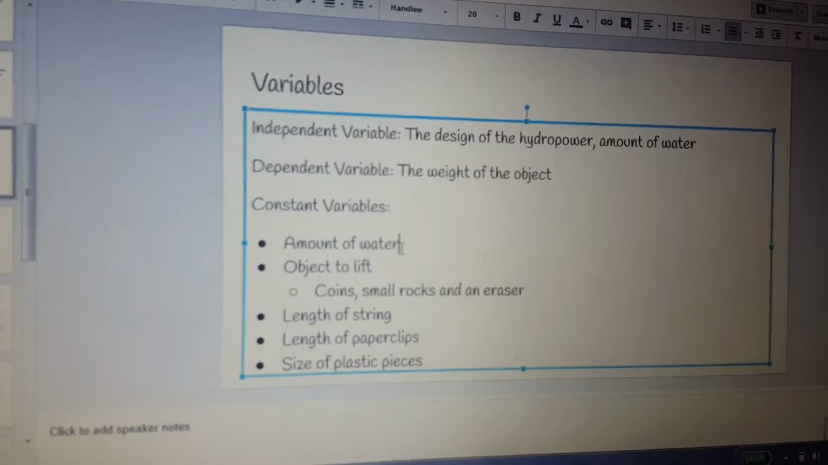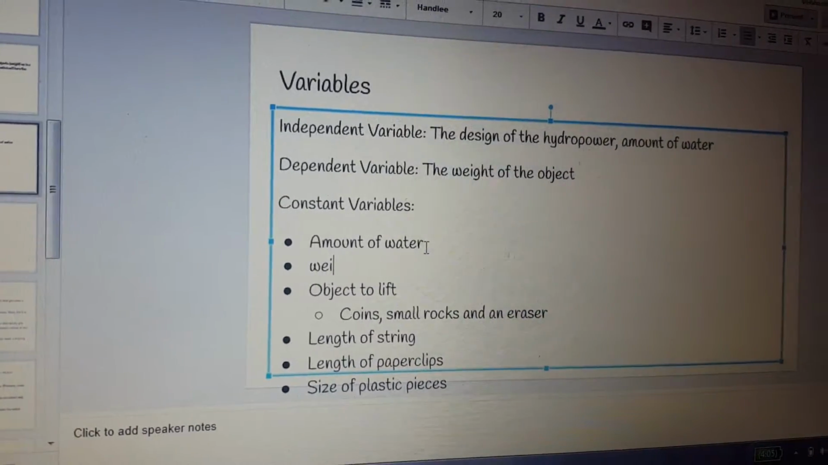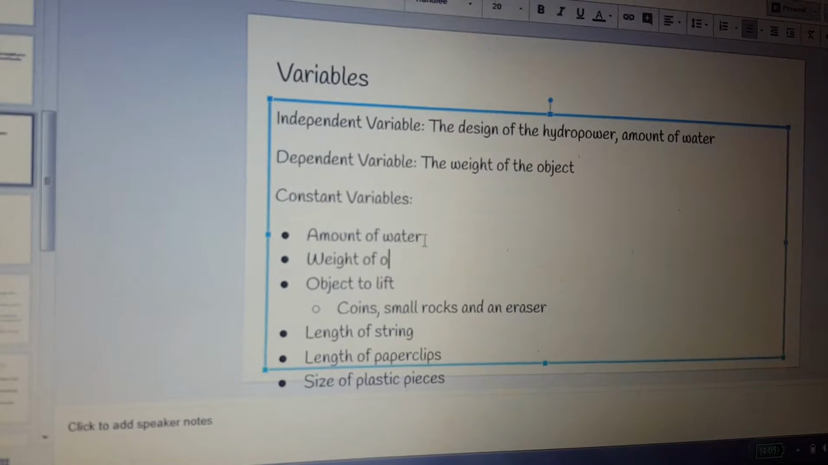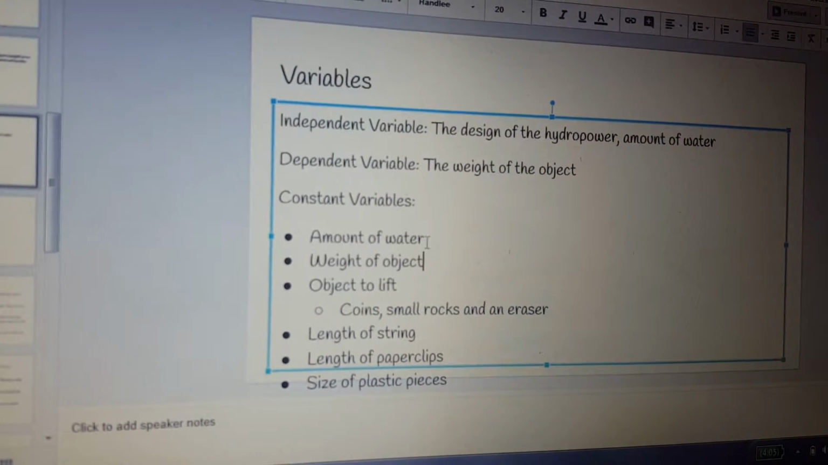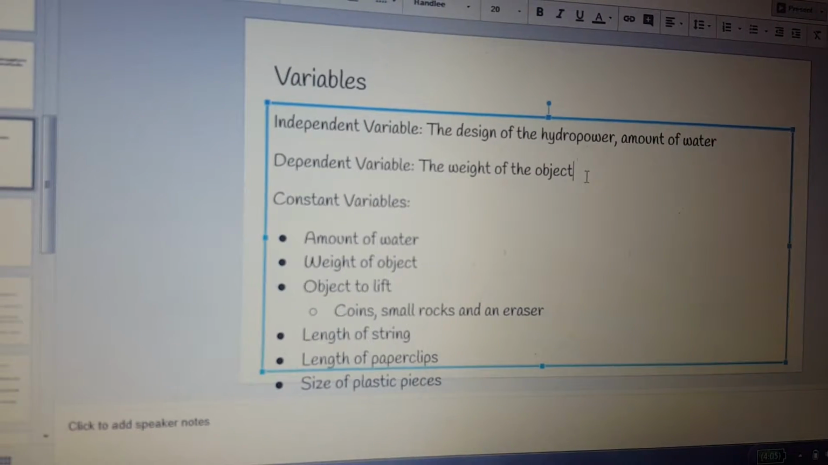And how would you add on to the weight anyway? I don't think you would be able to. So weight of object is the same. So we're going to take this off.